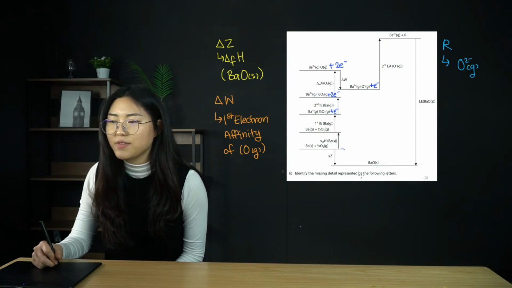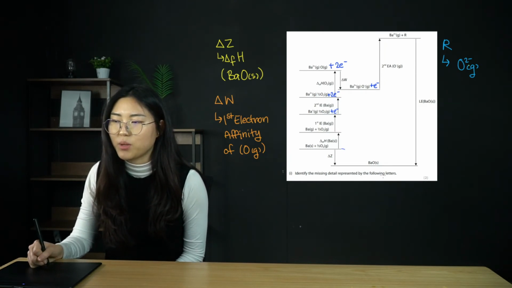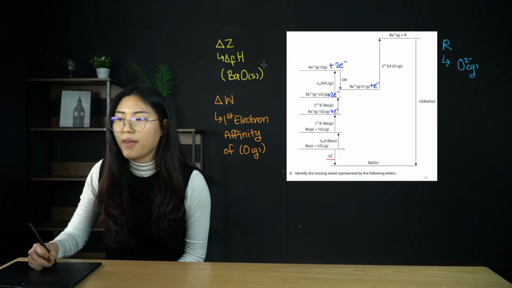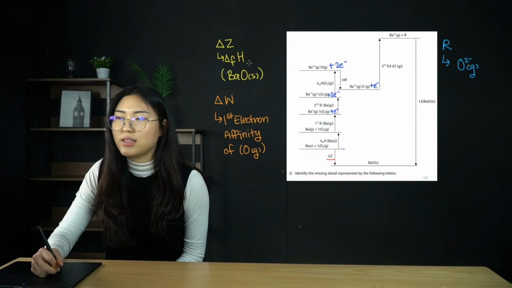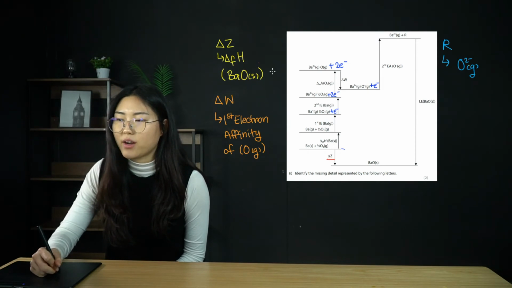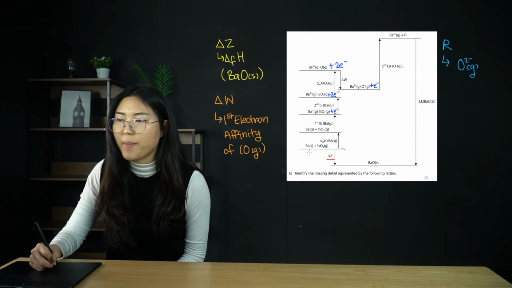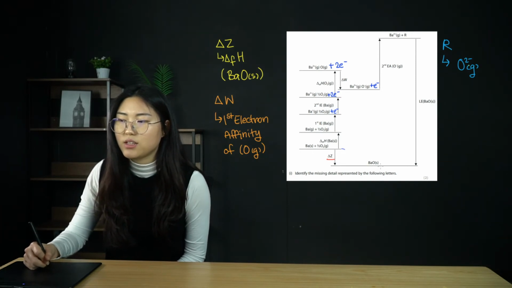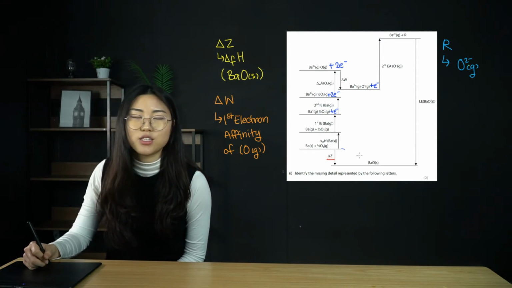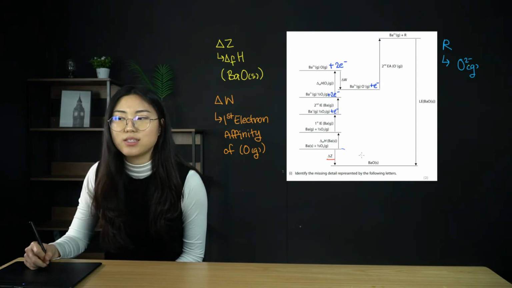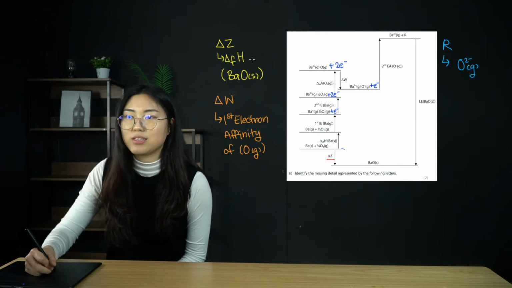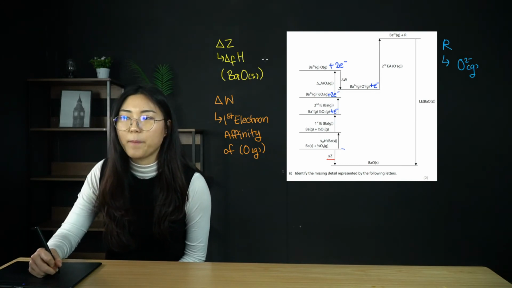So over here, identify the missing detail represented by the following letters. So first of all, I have delta Z, okay? And delta Z, I know that it's the formation enthalpy for barium oxide because I'm going from the elements in their standard states to the ionic lattice. So we're forming the ionic lattice from elements in their standard state. That's why it's going to be our enthalpy change of formation.